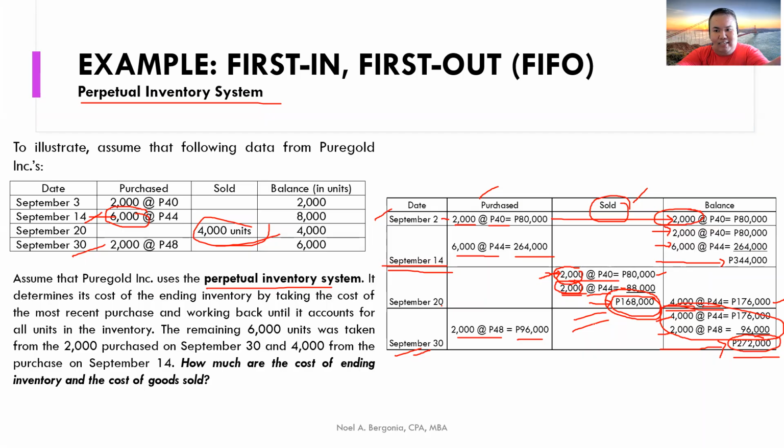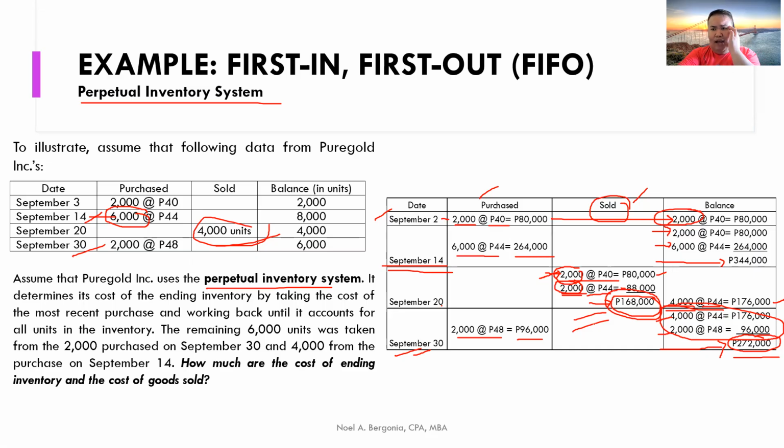Okay, sa periodic kasi physical count pero manggagaling lang din siya sa recent purchase. Dito sa perpetual, the ending inventory is being monitored but it will simply again be the same with the periodic, na manggagaling din sa most recent purchases. Okay? So that's a FIFO method, first in, first out. So if you do have any questions, please key in your question on our chat box.